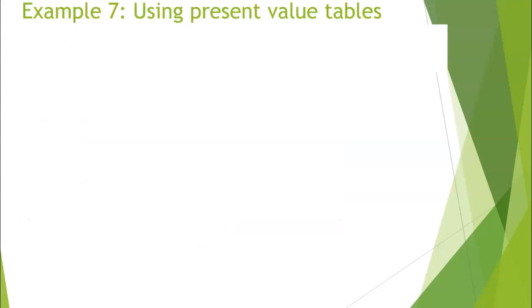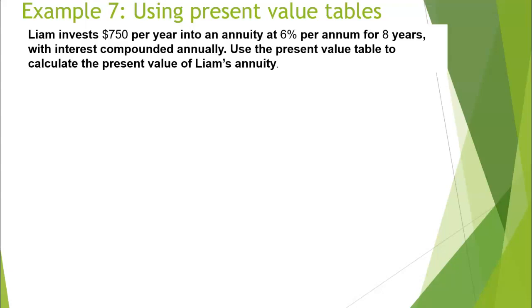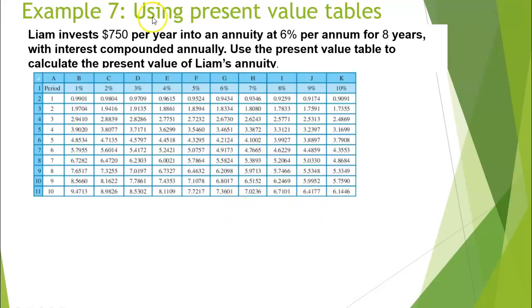I could use similar tables to work out the present value. So Liam invests $750 per year, 6% per annum for 8 years, compounded annually. Use the present value table to calculate the value of his annuity. So we want 6%, so we're looking down this column, 8 years.